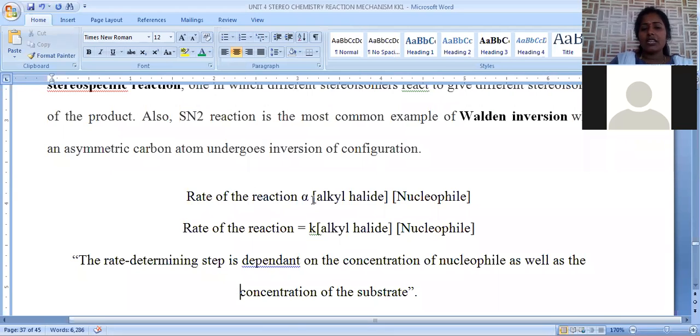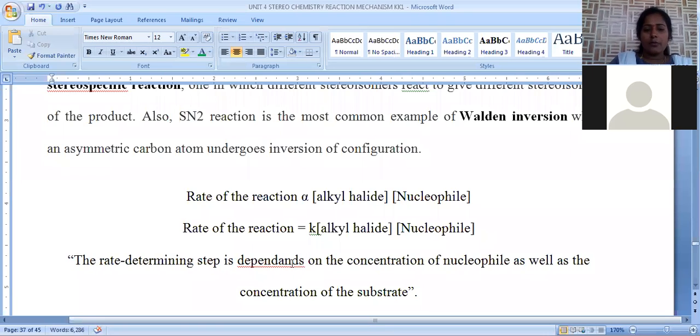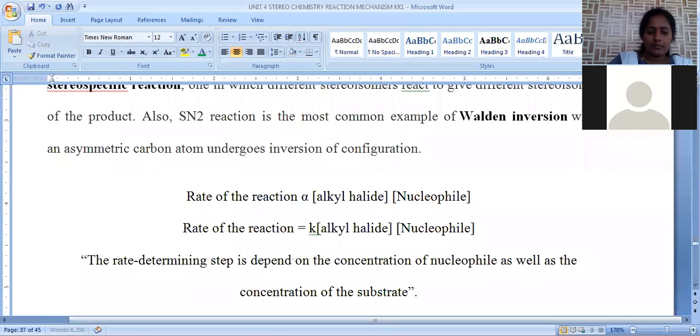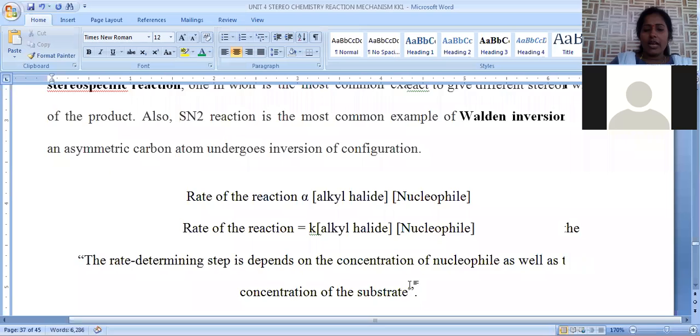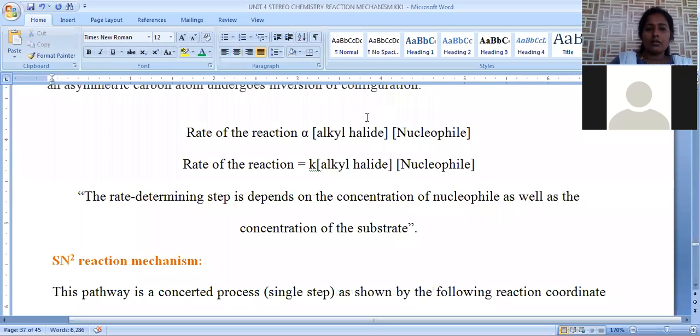Here, the rate of the reaction is proportional to the concentration of alkyl halide as well as the concentration of nucleophile, both. Okay, the rate of the reaction depends upon the concentration of alkyl halide and nucleophile. If proportionality is removed, then we will get one constant that is called a second order rate constant. Okay, the rate determining step depends upon the concentration of the incoming nucleophile as well as the concentration of alkyl halide.